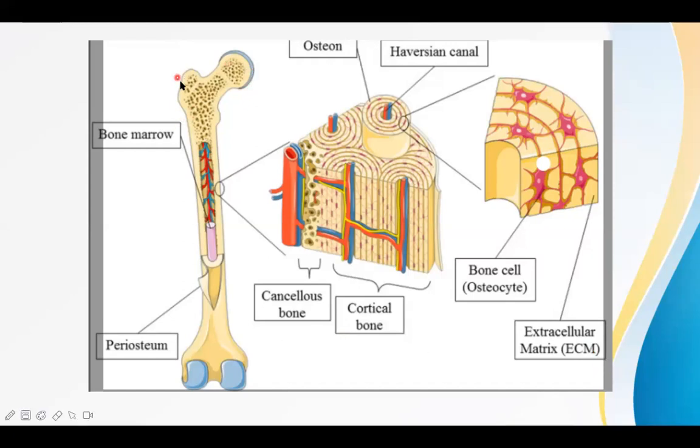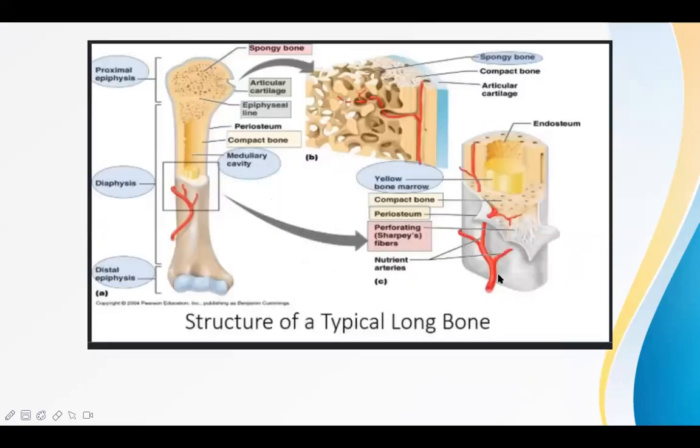So this is the long bone. Periosteum is the outer structure. Endosteum is the inner one. Medullary cavity is at the center. You can see different blood vessels there and bone marrow as well. The end of the bone is spongy or cancellous bone, and the middle part is compact or cortical bone. Let's move on. So this is another picture.